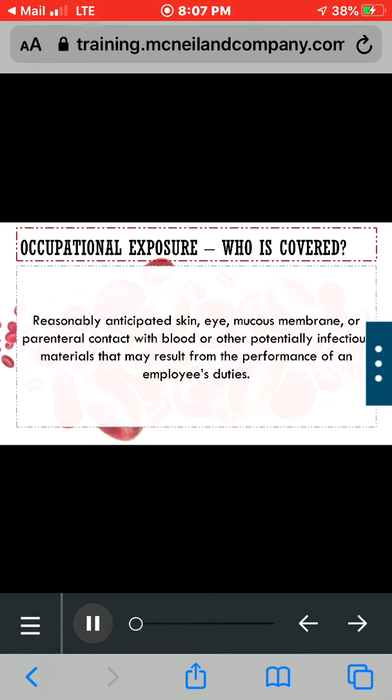Occupational exposure is reasonably anticipated skin, eye, mucous membrane, or parenteral contact with blood or other potentially infectious materials that may result from the performance of an employee's duties. These employees may include, but are not limited to, firefighters, EMTs, emergency response teams, doctors, nurses, blood cleanup specialists, tattoo artists, and even those who clean and wash laundry, as the laundry could be contaminated. A Good Samaritan act, such as helping a coworker with a paper cut, may not necessarily be considered occupational exposure.